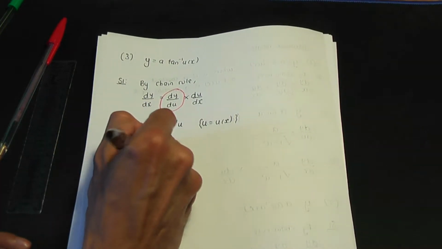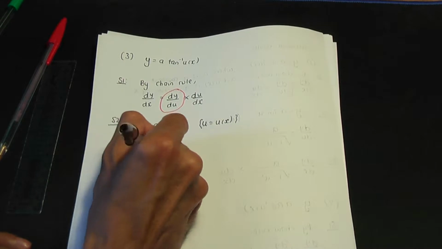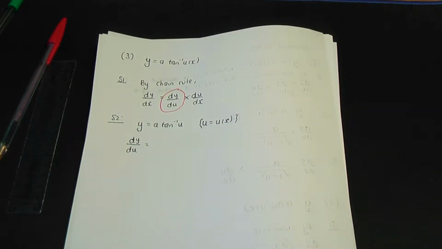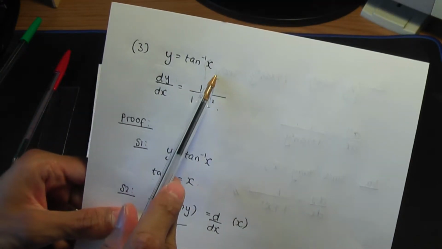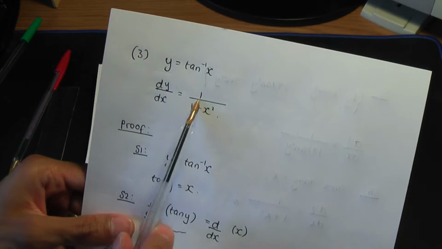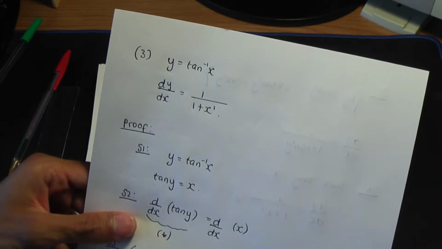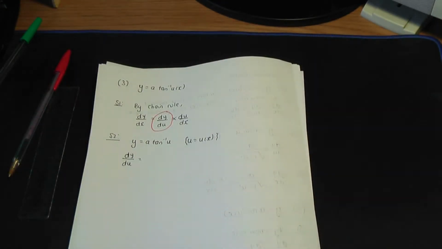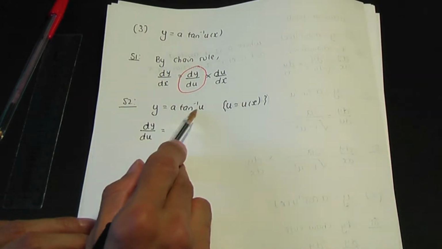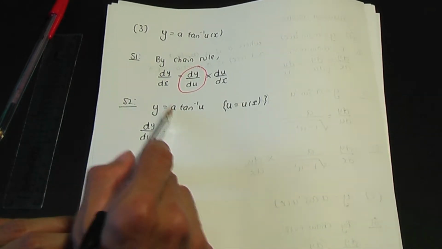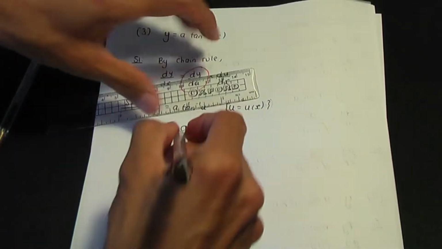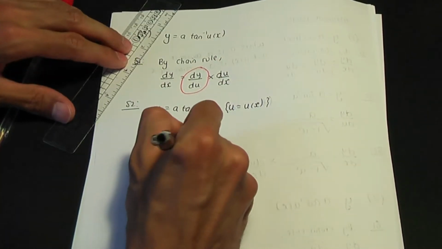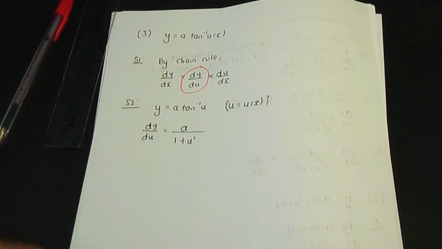So if I differentiate with respect to u, so if we calculate dy by du, so remember the standard result, if y is tan inverse x, dy by dx is 1 over 1 plus x squared. So that implies if y is a tan inverse u, and bearing in mind a is a constant, dy by du is a divided by 1 plus u squared.